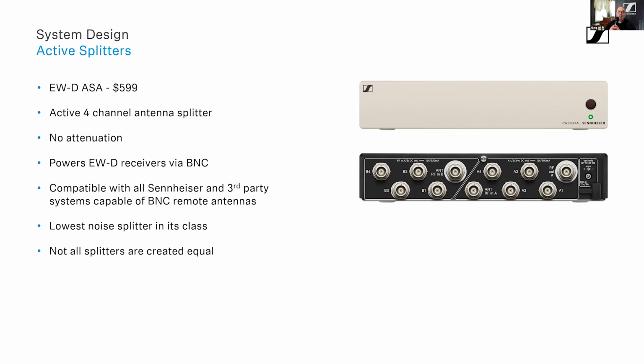The EWD ASA is not only compatible with EWD, it's compatible with all of our systems. It's actually the best splitter that we've made for all of our systems, and it will even work with third-party systems. Obviously, it's not going to power third-party systems through the BNC, but it will absolutely work as one of the lowest noise splitters ever made, and it's definitely the lowest noise splitter in its class.